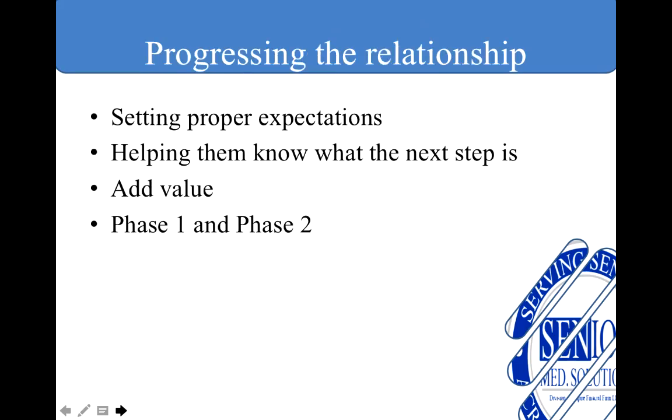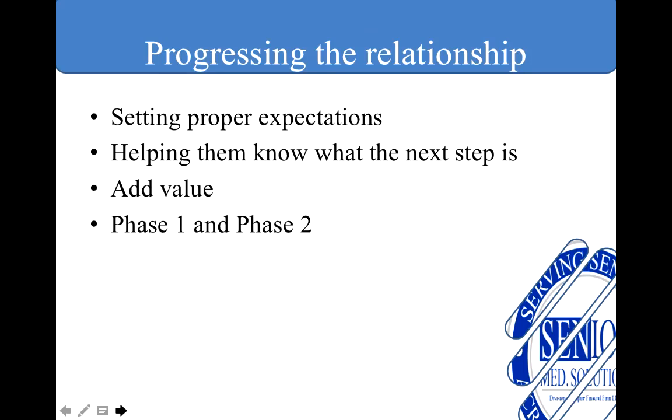So as we're progressing the relationship, there are a couple of key things that we're going to want to focus on. One is setting the proper expectations, letting them know I'm going to be here. I'm going to be enrolling people. I'm going to be sending people your direction, but I also know that you're going to be sending people my direction. And because you're going to be sending people my direction, I am going to be responding to you. I'm going to be in constant communication with you.